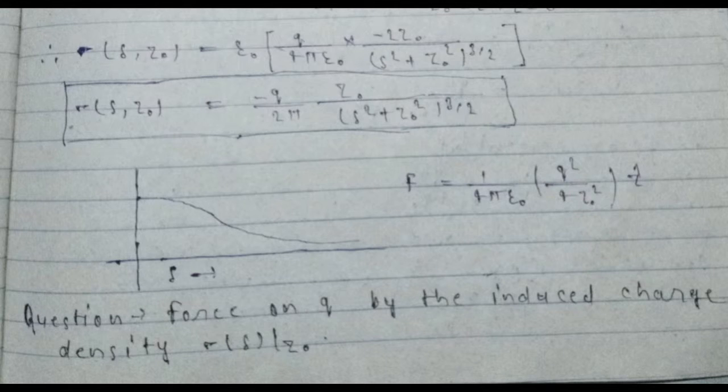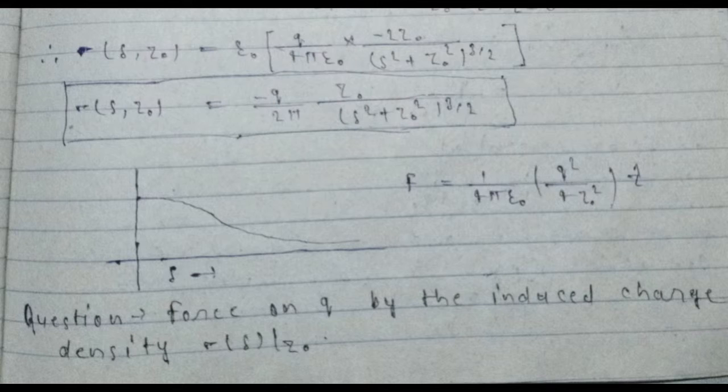We used the uniqueness of solution to find the potential for a charge kept in front of a metallic surface, or a surface which was grounded, or which had V equal to 0. And we found that the potential can be obtained by putting a minus q charge for a charge q in front of the surface, at the same distance from the surface.